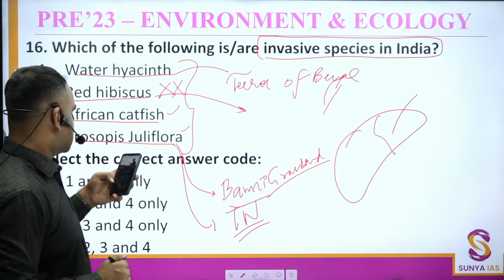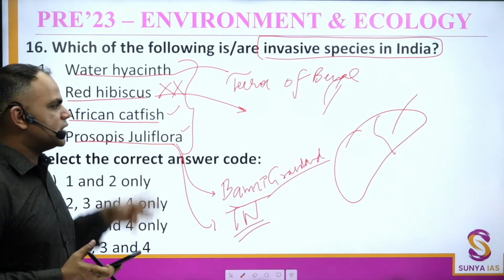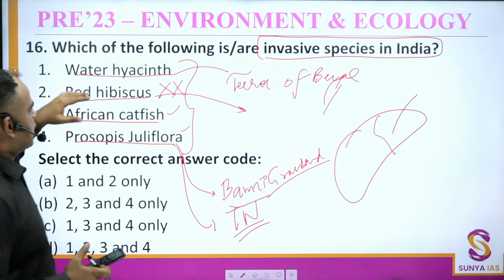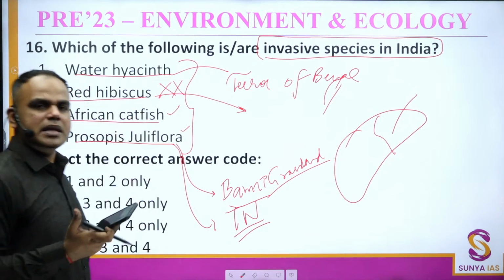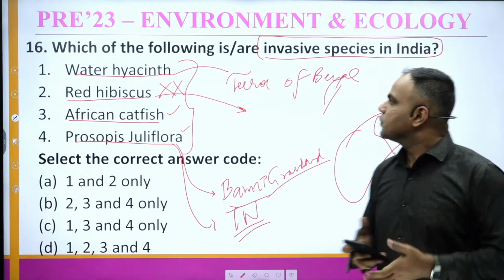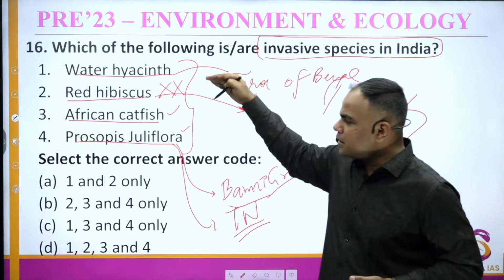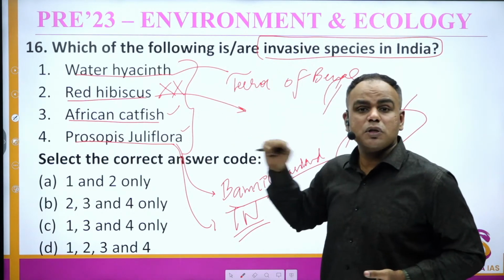Yes, Dikhya, very good. Red hibiscus is being offered to goddess Kali, and in general it is also used in a lot of religious practices. So hibiscus, and I think if you followed your NCERT in class 6, 7 also, hibiscus is mentioned. It's a proper flower, so it's not an invasive species as such. So here water hyacinth is there, African catfish, and Prosopis juliflora.